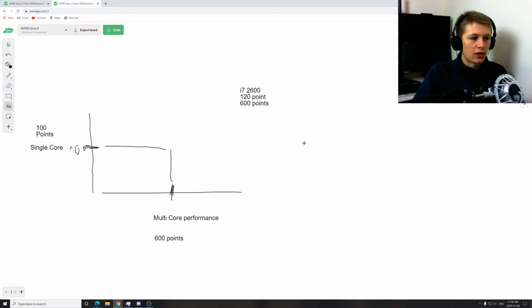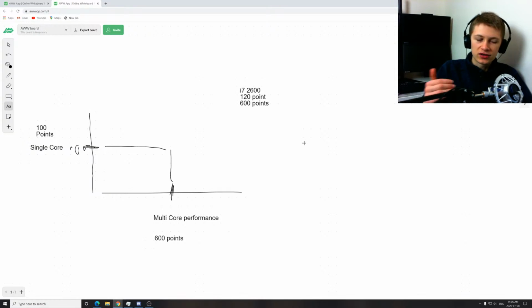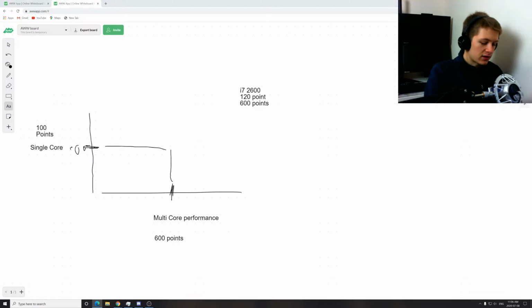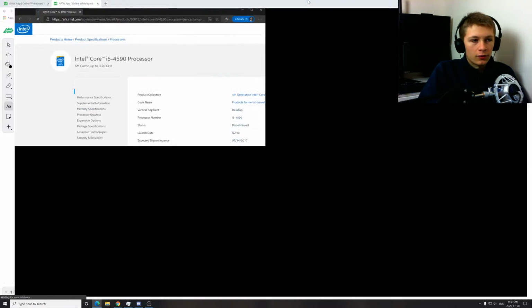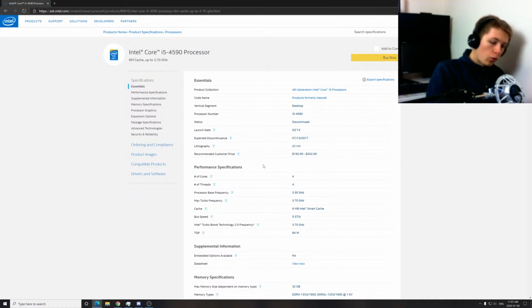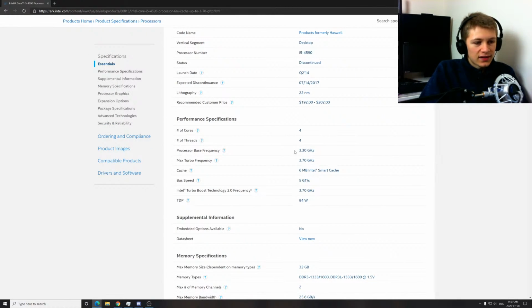All of this is very important. You need a certain level of single core and a certain level of multi-core. Here's a good example of why you need a good mix of both. A popular CPU that a lot of people use is the 4th Gen i7, actually the 4th Gen i5. I'll quickly bring the specs up. It's the i5-4590. The CPU has 4 cores and 4 threads, a base clock of 3.3 gigahertz, and it'll turbo up a little bit and give you a little more performance.